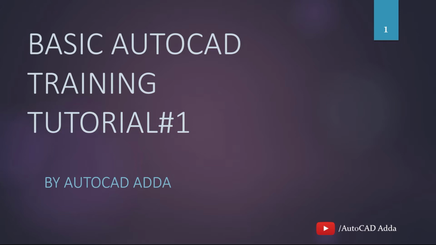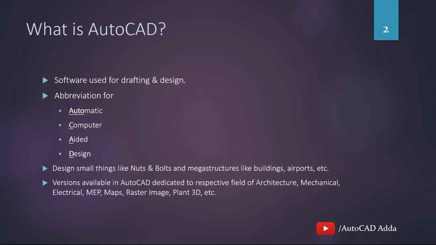The first thing that comes to mind in many of us, especially for those who are first time users of AutoCAD, is what is AutoCAD? In simple terms, we can say that it is a software which is used for designing and drafting. AutoCAD is an abbreviation for Automatic Computer Aided Design. This software is used for designing right from small things like nuts and bolts till mega structures like buildings, airports, etc. In short, we can say that it is used to shape the world around us.